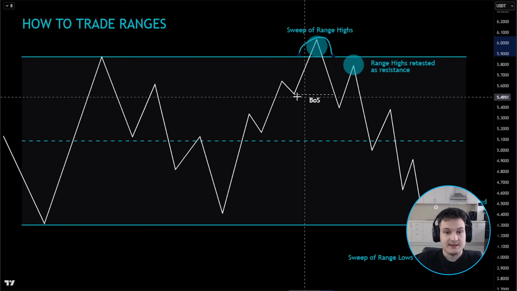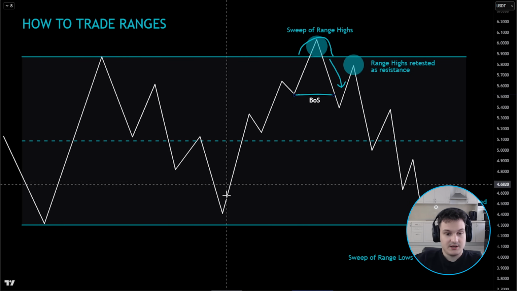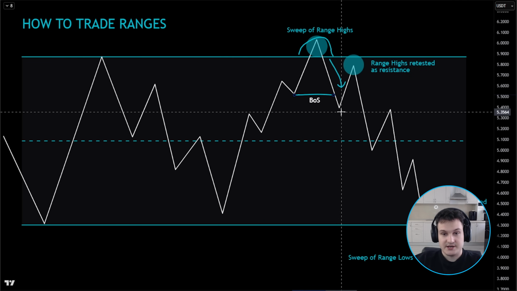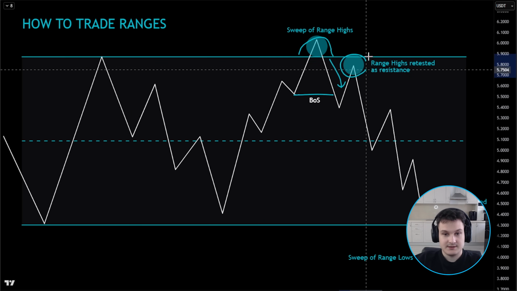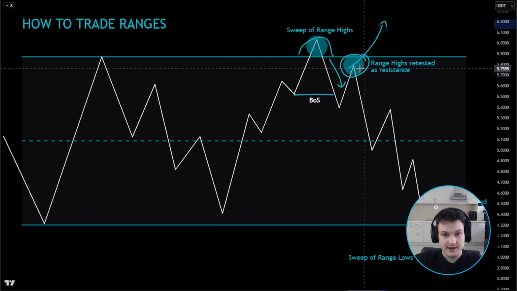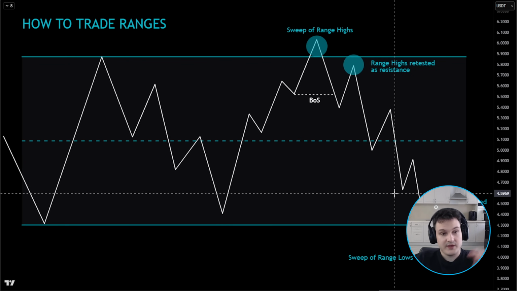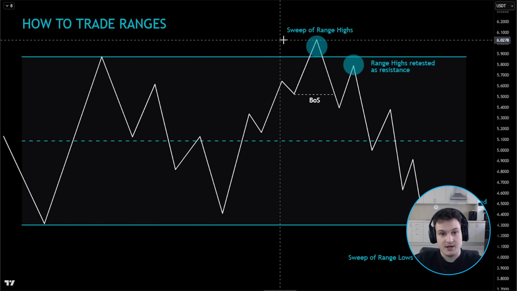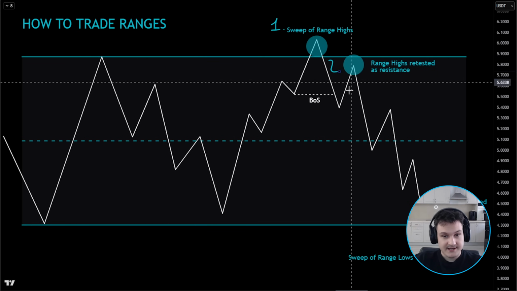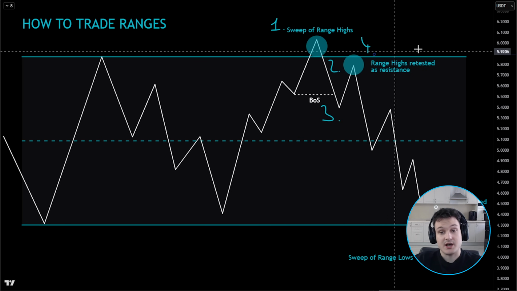highs and then re-enters the range with a break of structure, so the structure inside the range changes from bullish to bearish, then you retest range highs as resistance, you fail to break out, and then you get a rotation to the other side. So again, remember, the key components of a range deviation are a range high sweep, price comes back inside the range with a break of structure, and then retests range highs as resistance.